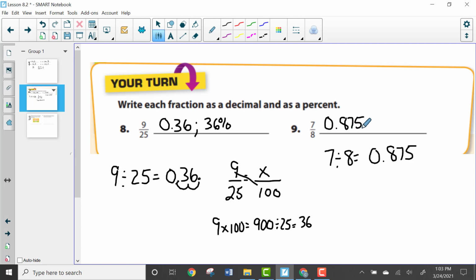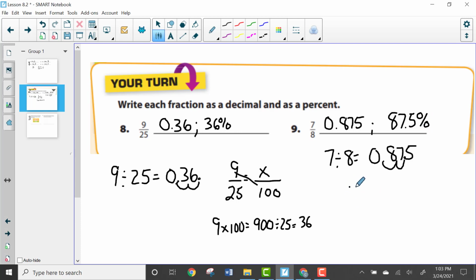Now the question is, how do we do this as a percent? So remember what I talked about. Decimal to percent, what you do is you take that decimal point and move it 2 places to the right. This is decimal to percent, which would give you 87.5%.